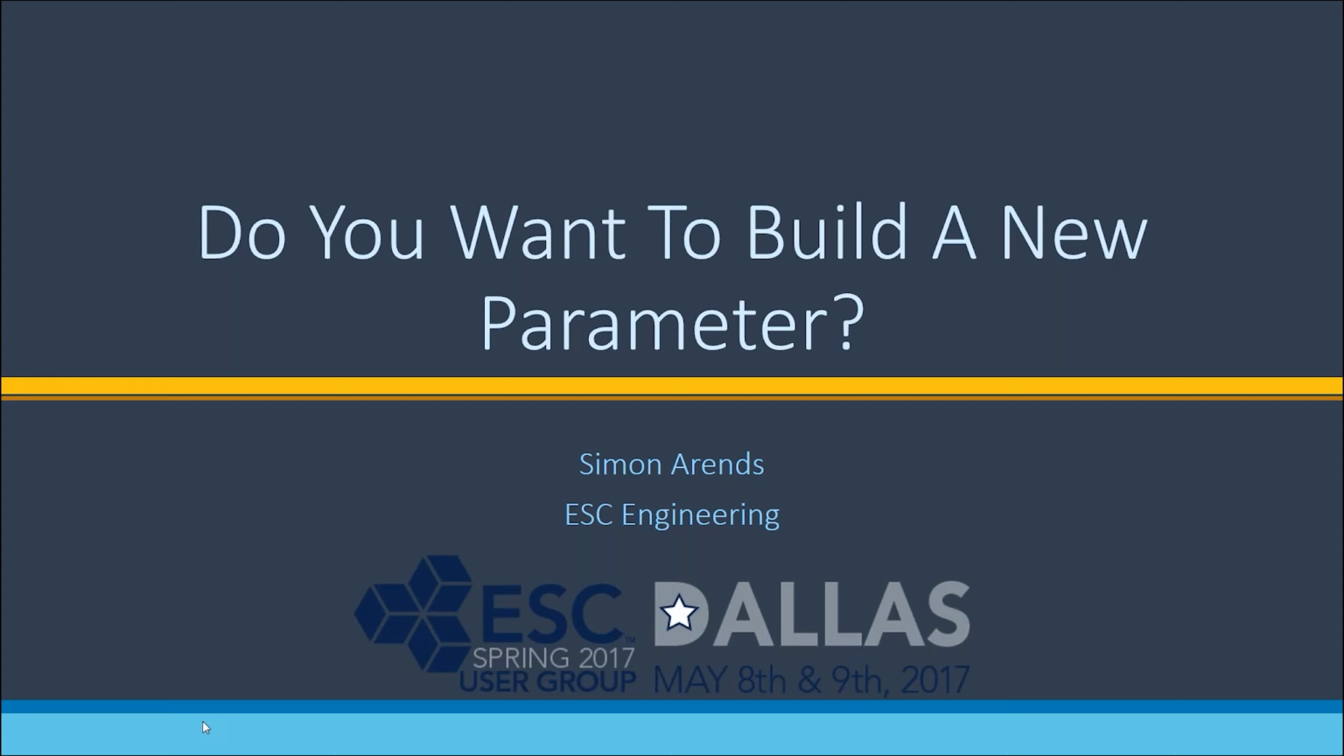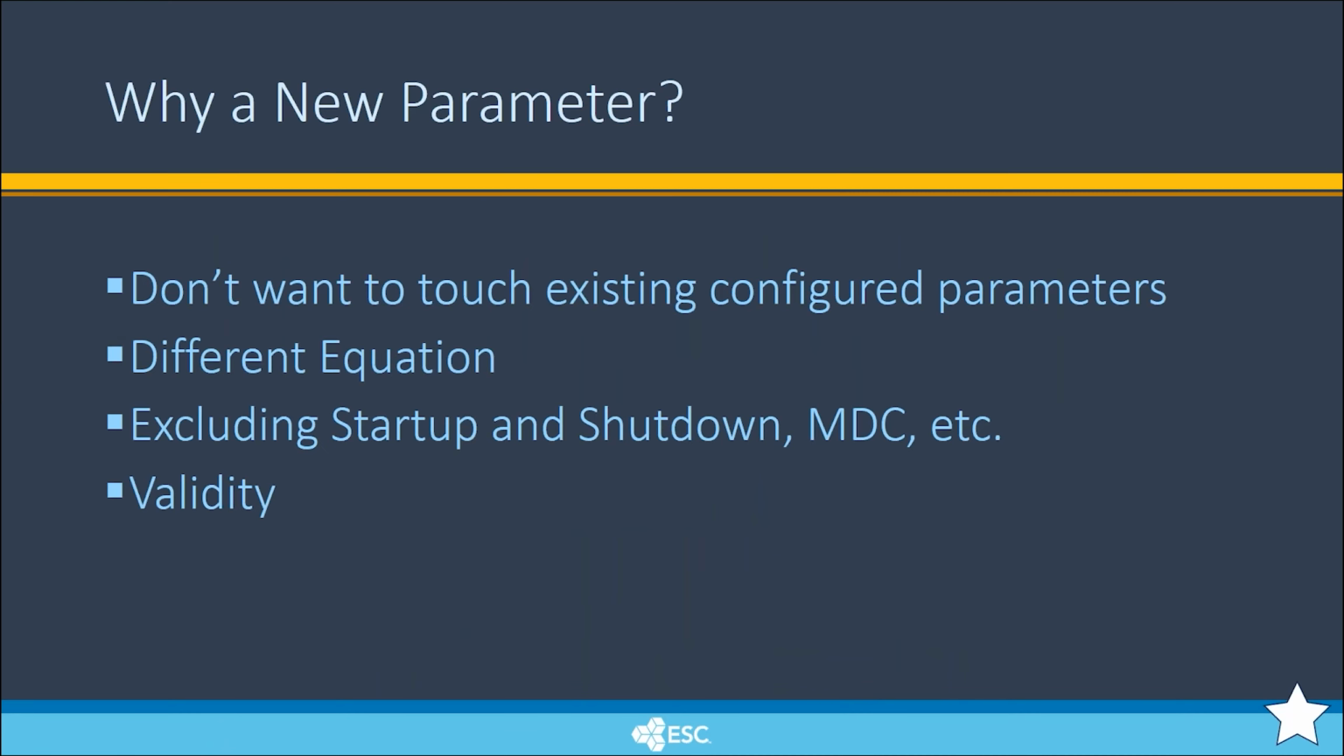And well, I'll be talking to you guys about how to build a new parameter. There are multiple reasons to build a new parameter. Based on your configuration, you might already have a parameter that is confusing to you, so you might need to set up a new one. So you could set up a different equation, or exclude startup and shutdown, or include missing data substitution, or change the validity of a parameter in a channel.